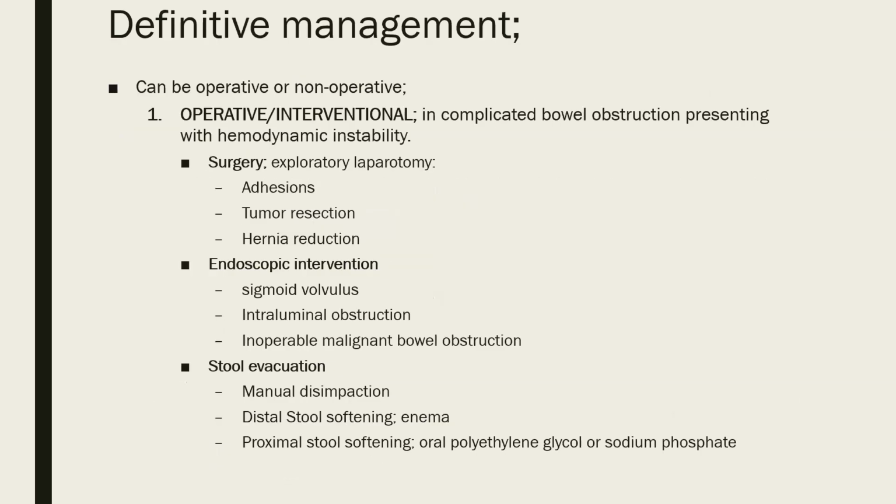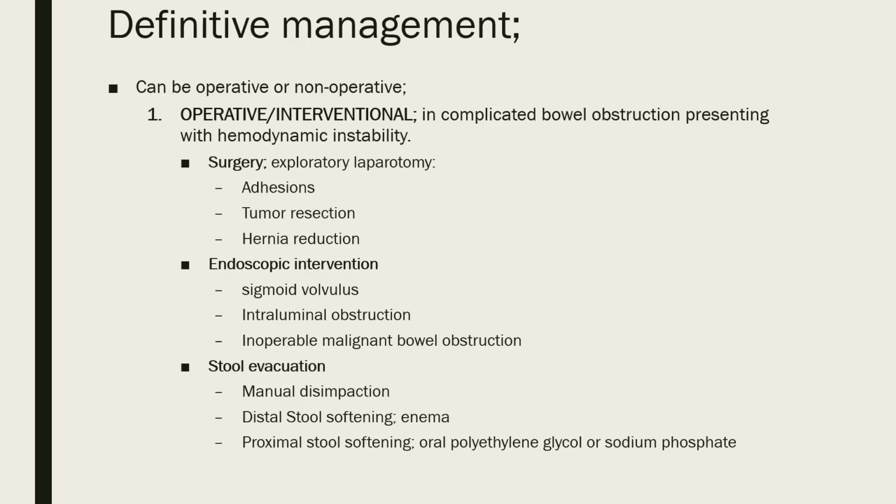You can opt for an operative route or a non-operative route. Obviously, it's not all up to you. You also have to consider how your patient is presenting. So when you go for an operative or an interventional, meaning you have to go in and manually decompress this, this is usually considered in a patient with complicated bowel obstruction and hemodynamically unstable. So you can do a surgery, you can do endoscopic intervention, or you can do stool evacuation.